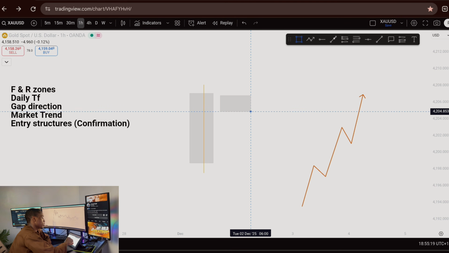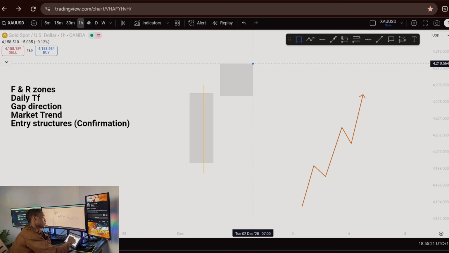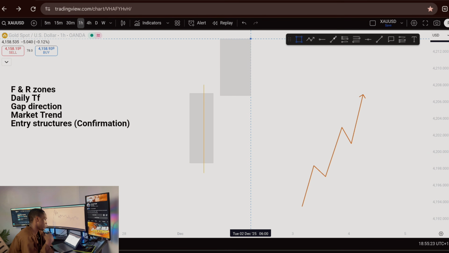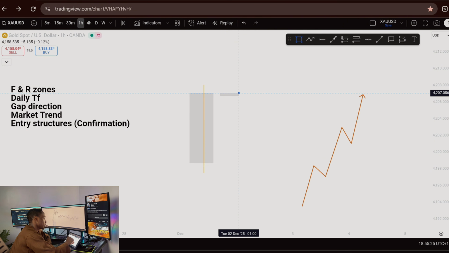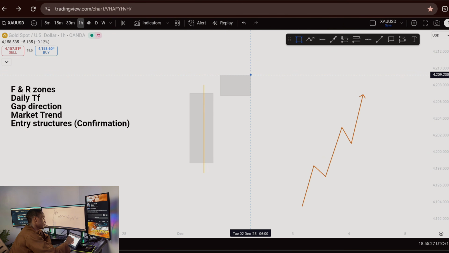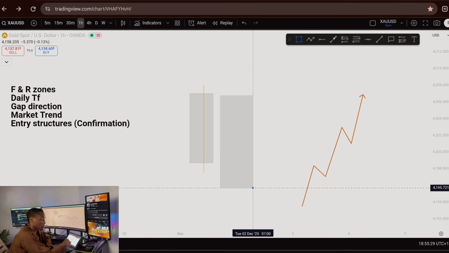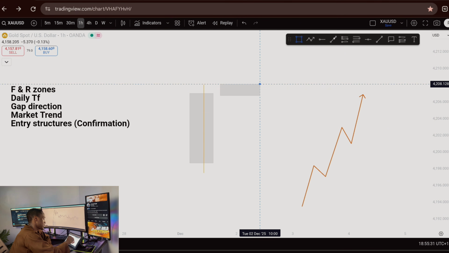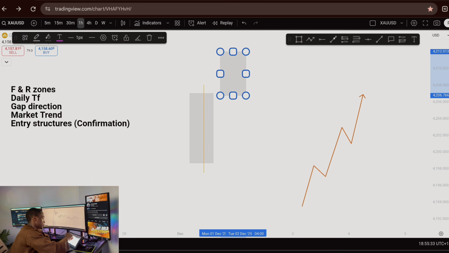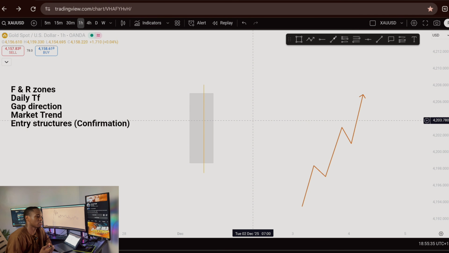So most of the time I might want it to open, push down a bit and start doing what? Starts pushing up if I'm anticipating a buy. But if I'm not anticipating a buy, most of the time I wait for it to open, push up and start dropping. Most of the time it just opens and drops. So that's why I said all these things happen.